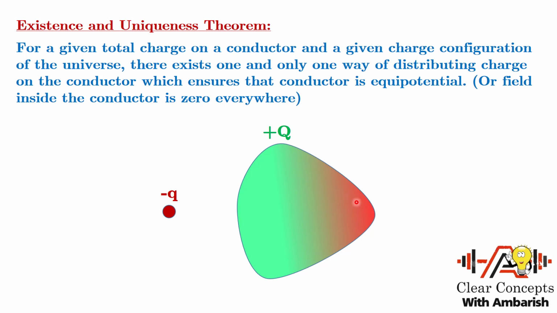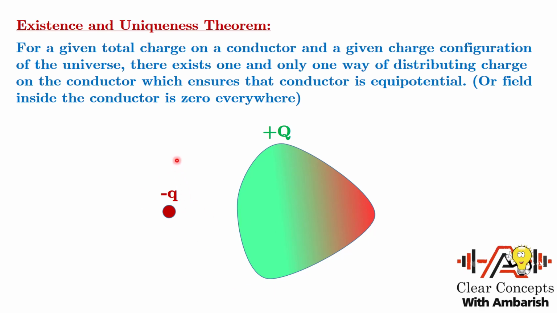So what do I mean by that? Let's say this is some arbitrary shaped conductor and I have given it a total charge of plus q. Now I can give any charge configuration to the universe around it. So maybe I place some charge here, some charge there. So it can be a charge density, a function of x, y and z coordinates. So for simplicity, let's say the universe configuration is a very simple one. In this case, I have taken just a point charge minus q kept in front of this conductor.